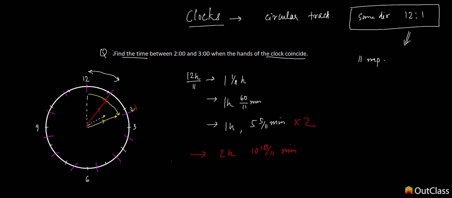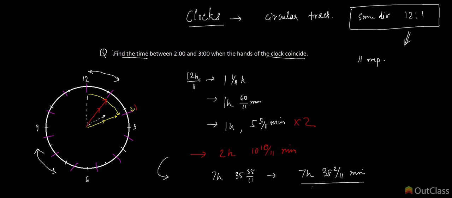And going from this, I can say things like, what is the time between 7 and 8? Just to give you an example, what is the time between 7 and 8 when the minute and hour hands coincide? It is just 7 hours 35 and 35 by 11 minutes. But that's not how you write a mixed fraction. You'll have to convert the 35 by 11 into 3 and 2 by 11, and that 3 gets added to the 35, so your answer would be 7 hours 38 2 by 11 minutes, which is a pretty quick way of getting the answer to this kind of a question.